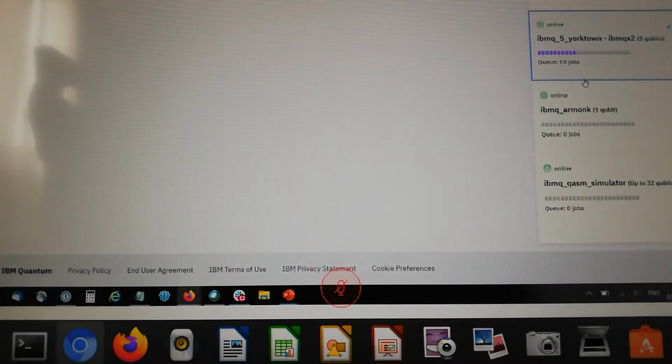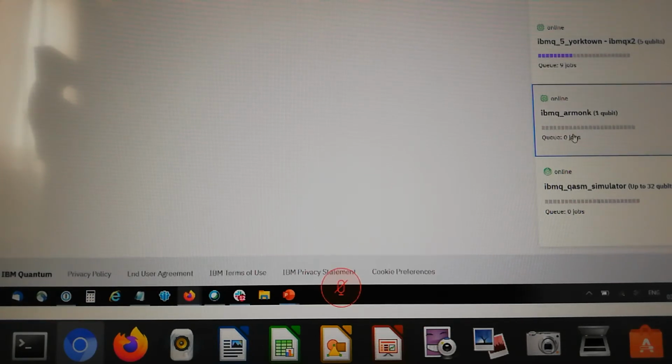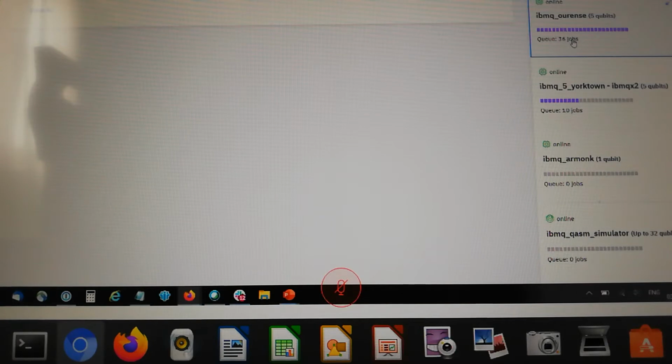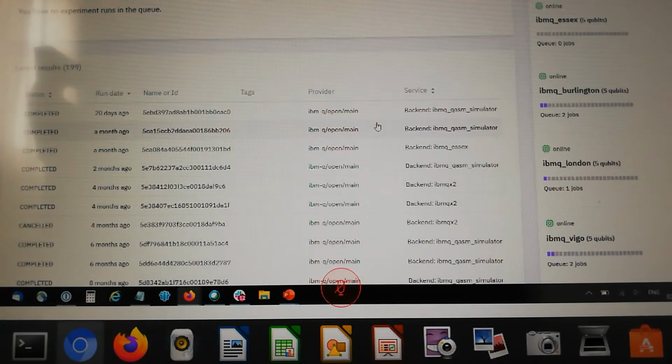It has 0 jobs, so we don't need to wait long. For instance, the Orange is having a queue of 36 jobs. That might take some time. So let's try the IBM Q Armonk. And the nice thing about this environment is you see these tab pages.